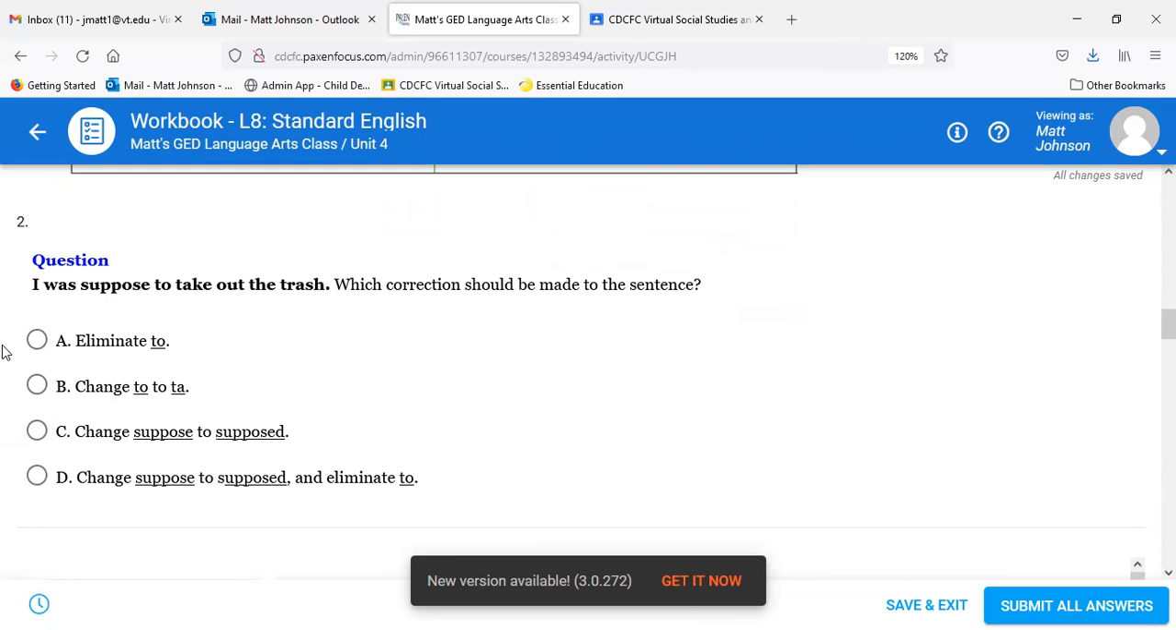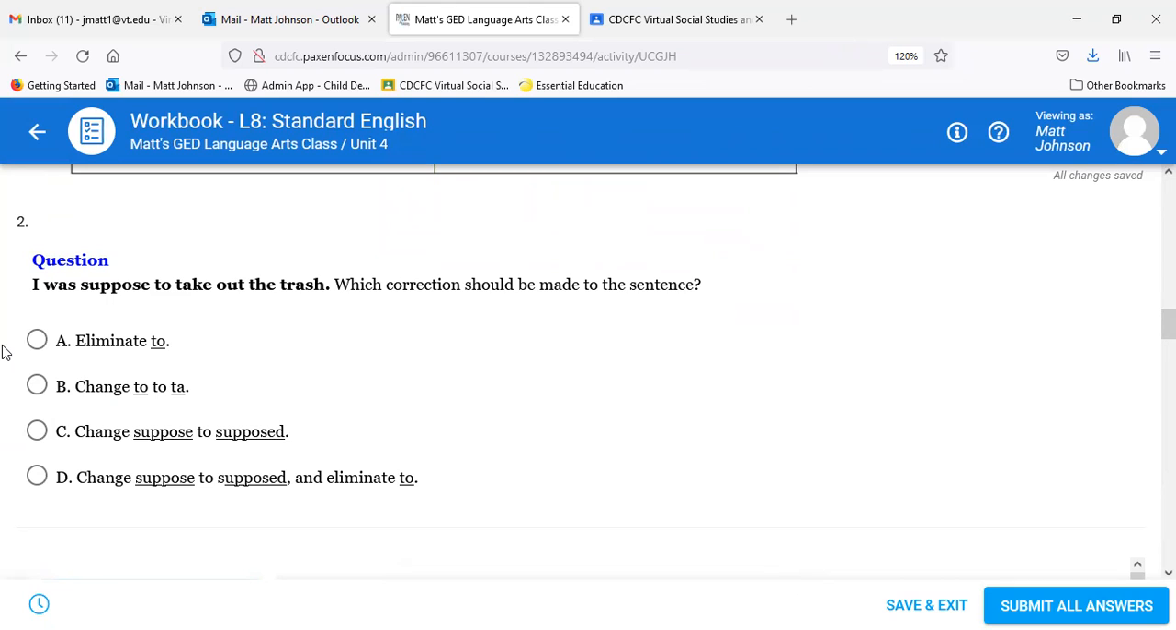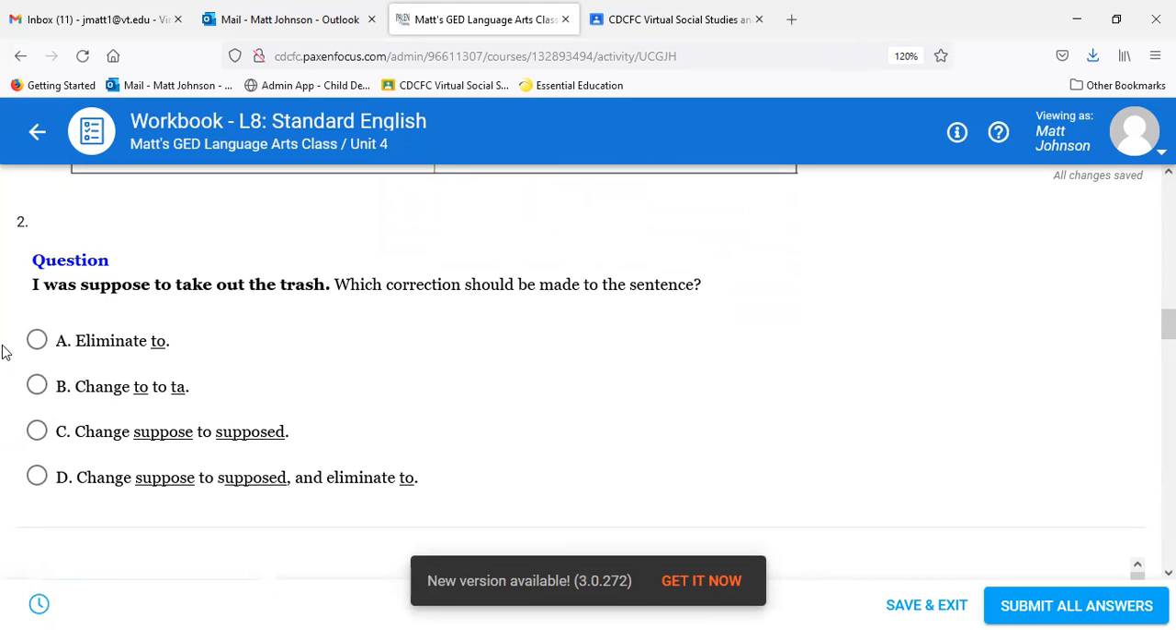I was supposed to take out the trash. Which correction should be made to the sentence? A, eliminate to. B, change to. C, change supposed to suppose. D, change supposed to suppose and eliminate to.